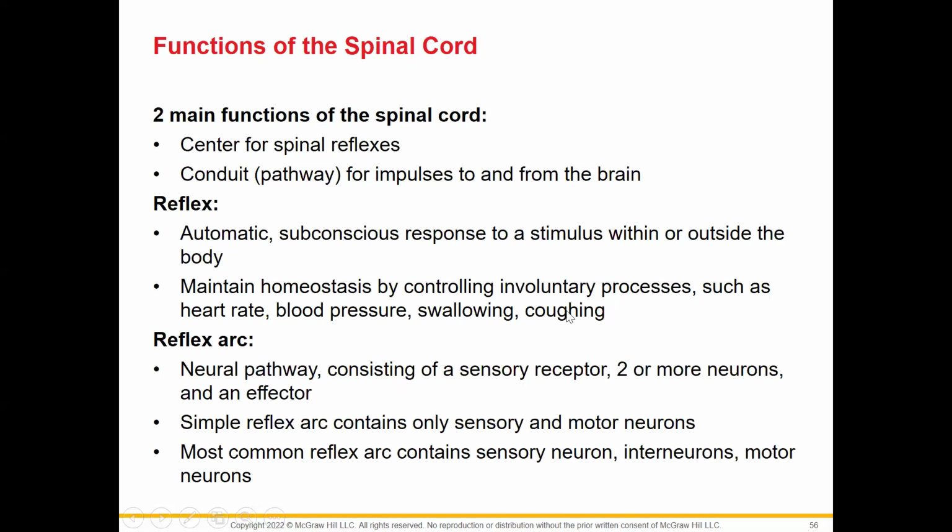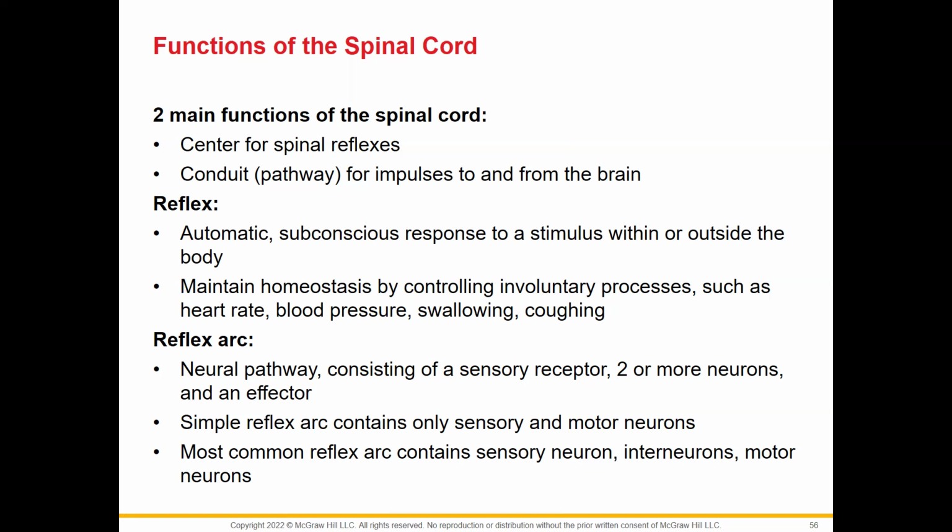Functions of the spinal cord. You have two main functions of the spinal cord. You have spinal reflexes, and then you have impulses passing through it. So reflexes, first function. And then it is a conduit. Conduit basically means pathway. So it is a conduit for impulses to and from the brain. So sensory information going to the brain, motor information coming from the brain.